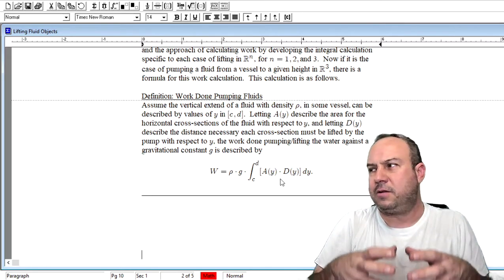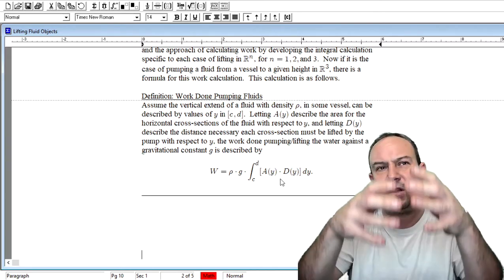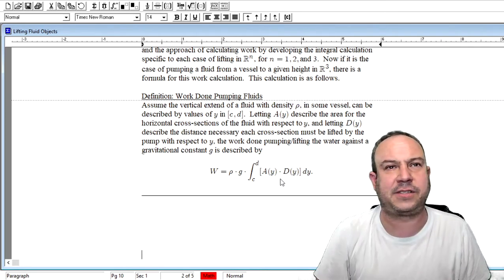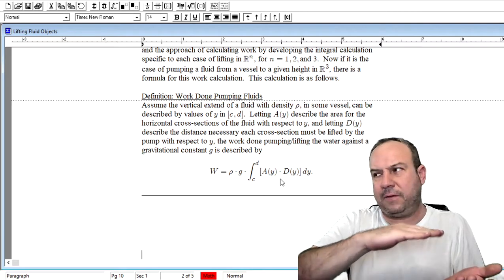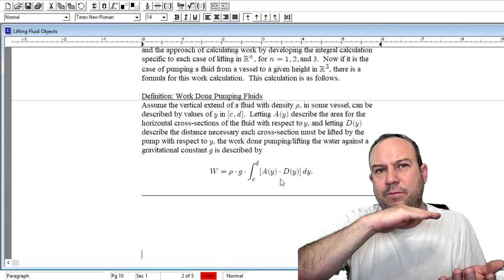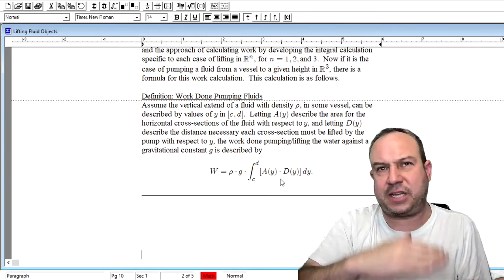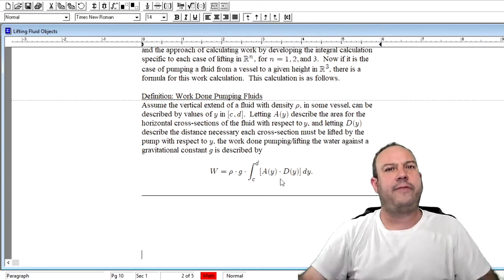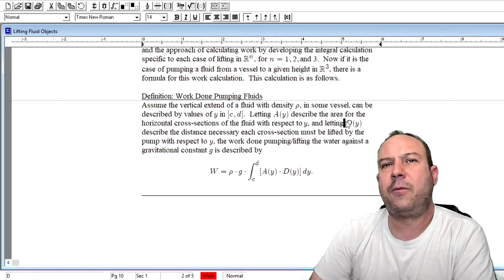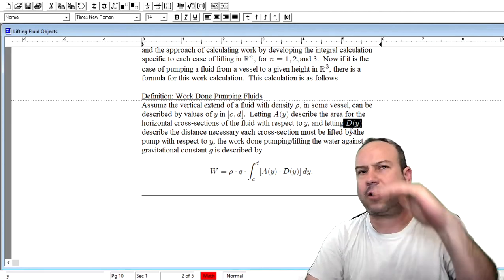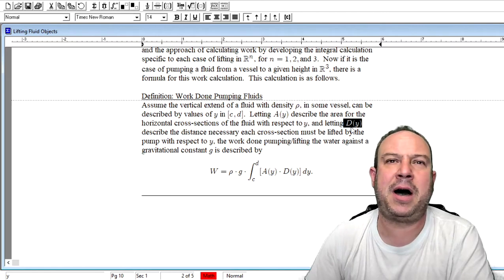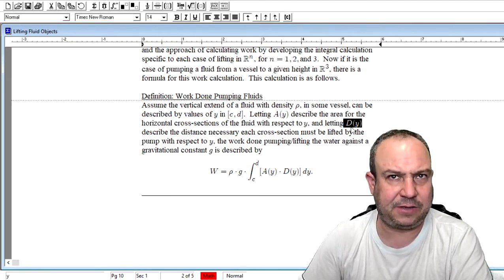You're going to take the fluid filling up this vessel, and you're going to slice it up horizontally into cross sections, and hopefully at each of those cross sections, at each of those layers of y, you have a way of finding their area. We're going to let A of y describe that area, and we're going to let D of y describe how far each of those cross sections need to be lifted to be considered to be pumped out of the vessel.